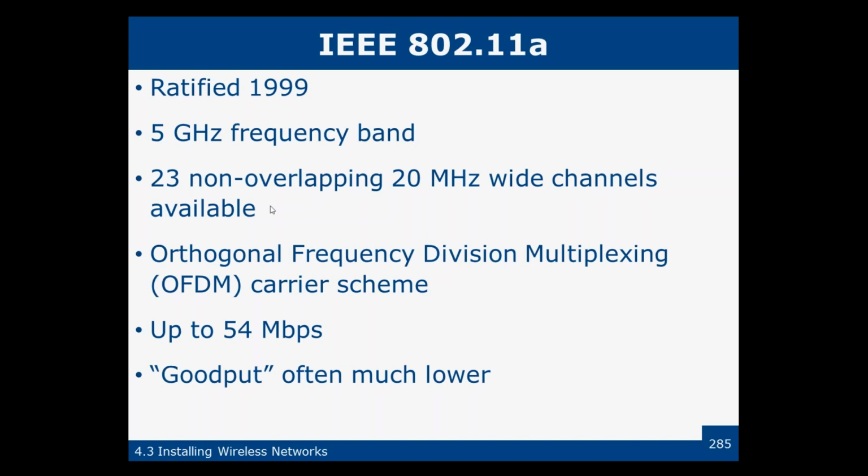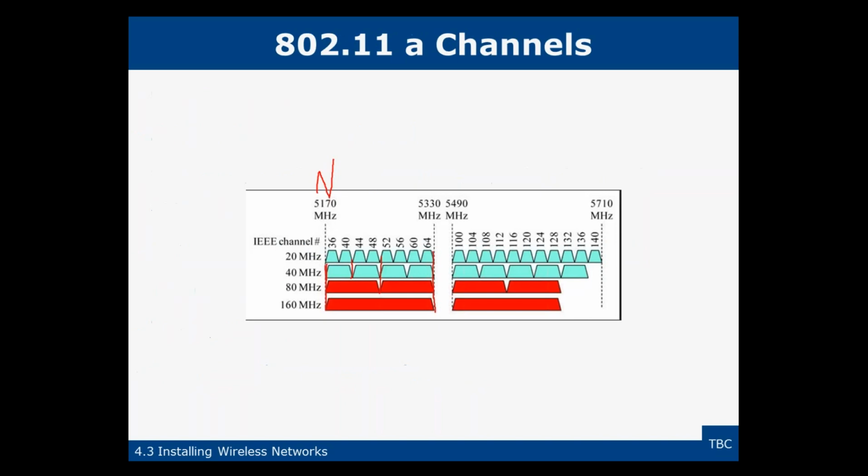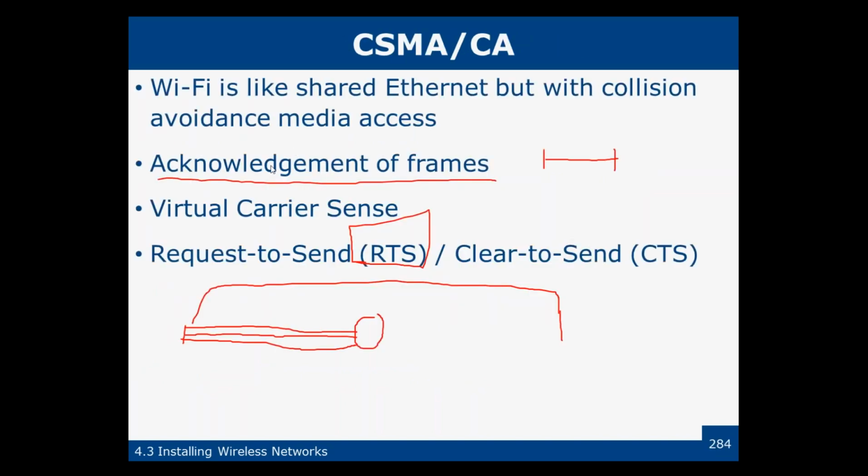It's 23 overlapping 20 megahertz wide channels, and it uses orthogonal frequency division multiplexing. Frequency division multiplexing, where we put multiple signals and use the frequency to do that. Up to 54 megabits. The goodput is much lower.